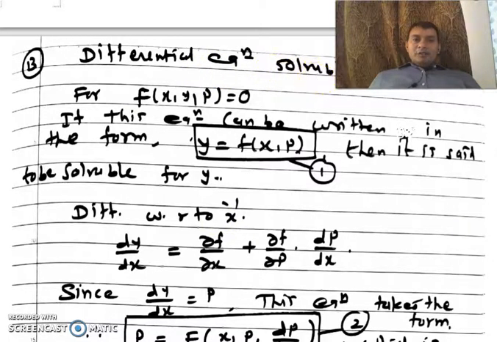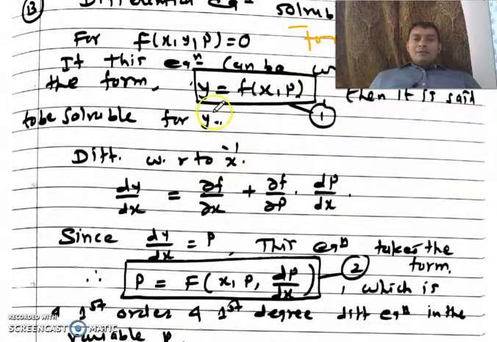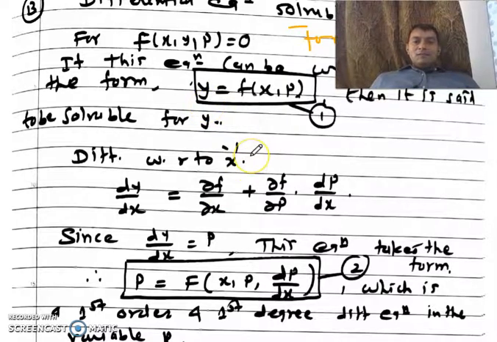Differential equation solvable for y. This is solvable for y. So for f of x, y, p equal to 0, if this equation can be written in the form y is equal to f of x, p, that means we want y in terms of x and p, then it is solvable for y. So now first what we have to concentrate on is differentiating with respect to x.